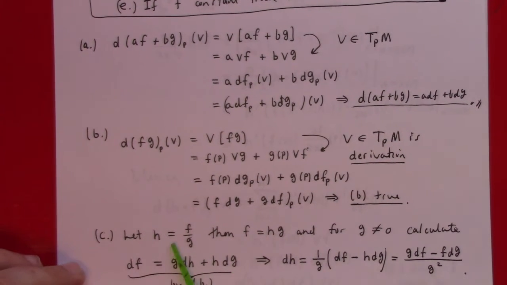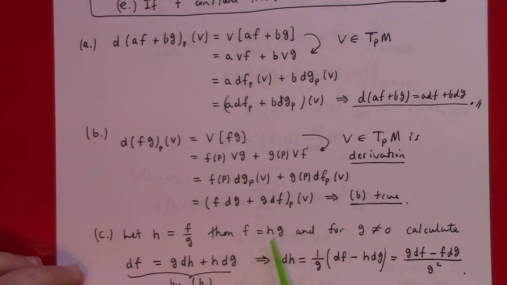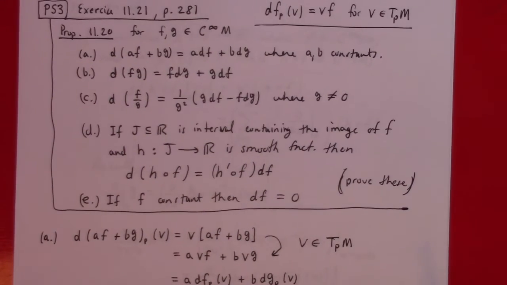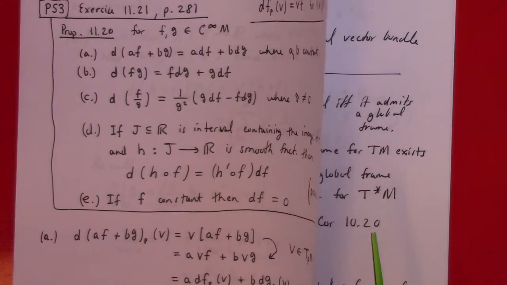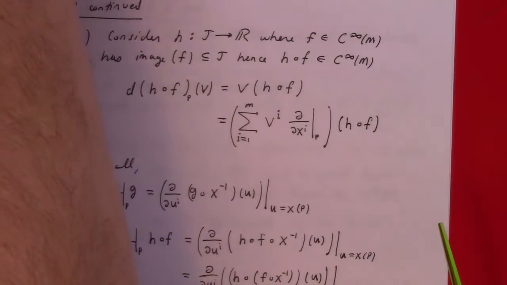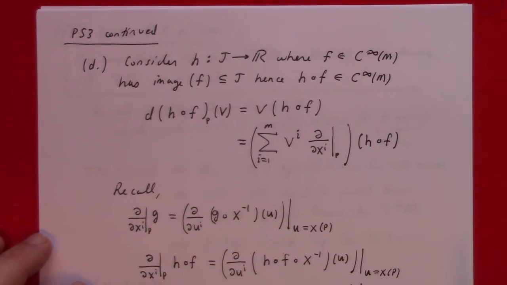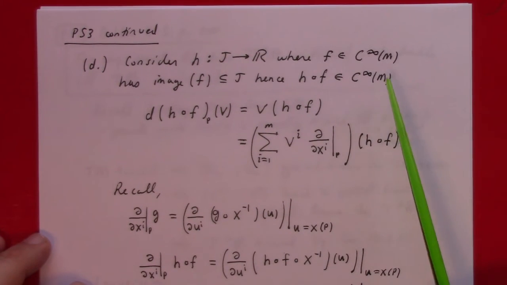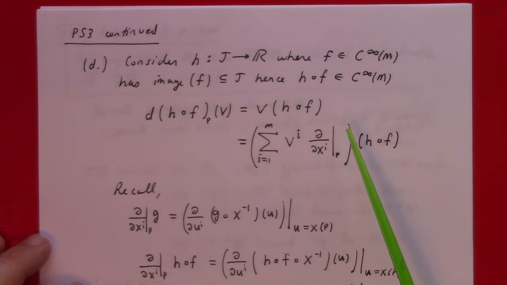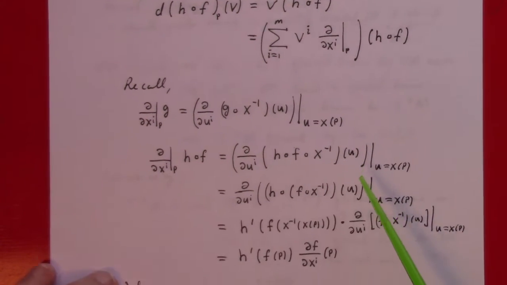For part C, if I let h equal to f over g, if I take the differential of f, it's the differential of g h, which is g dh plus h dg by part B. And then if I solve for dh, I get the formula, so essentially deriving the quotient rule in the differential formalism. And then I wrote a little bit more for D, basically just to say, hey, we've got a chain rule for the differential because we've got a chain rule for the derivation. And that follows because we've got a chain rule for regular derivatives on Euclidean space.